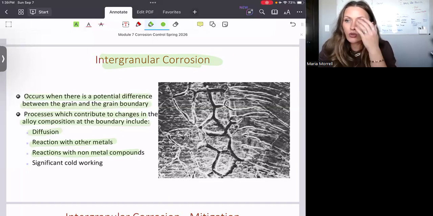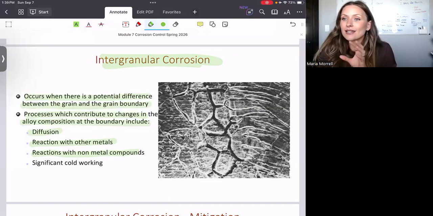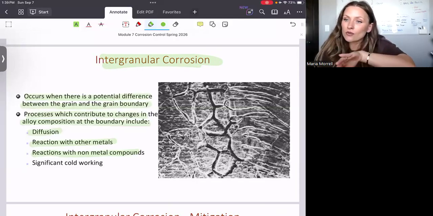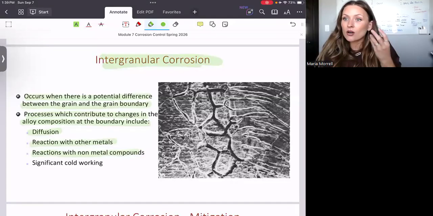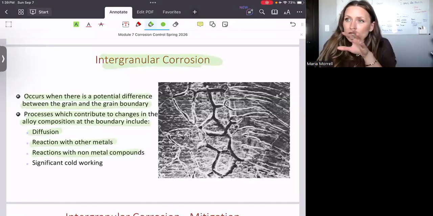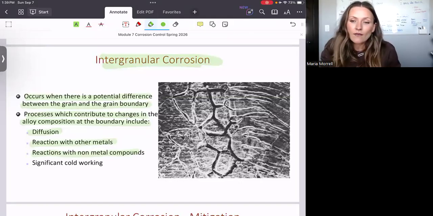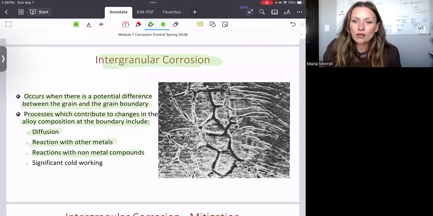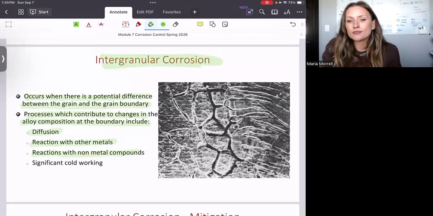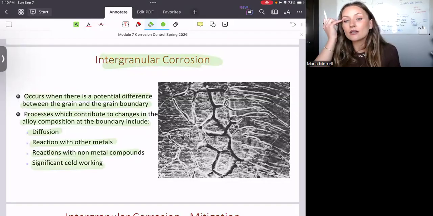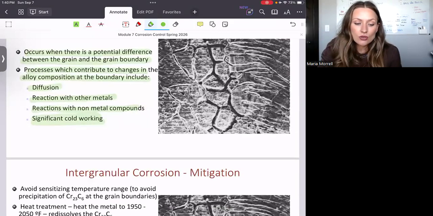Because the whole danger there is that during a sensitizing temperature, the chromium carbide can precipitate out, right? And chromium is a part of your stainless steel, but the carbon is what you can actually borrow from the outside. And that's why you have to be very careful. This is what we mean by the reactions with non-metal compounds. Now, significant cold working can contribute to this process too.